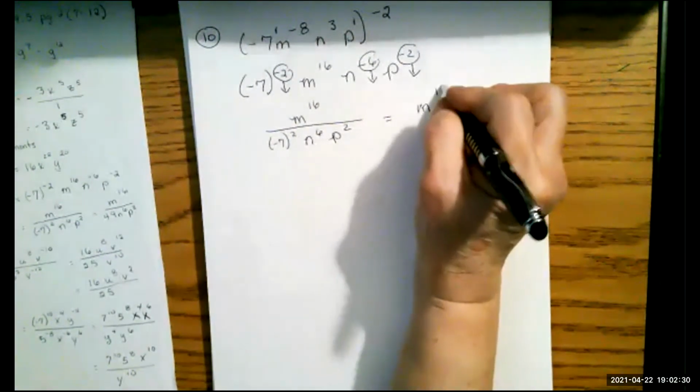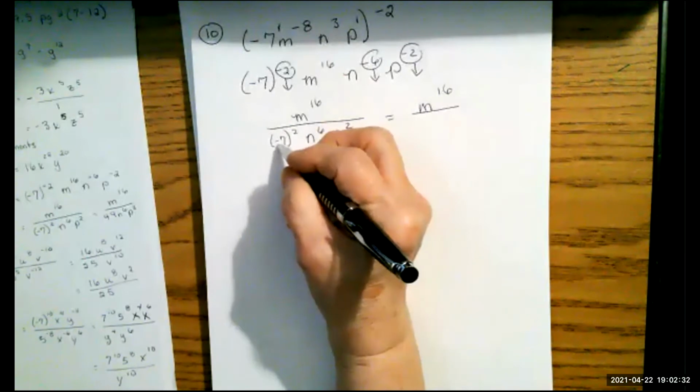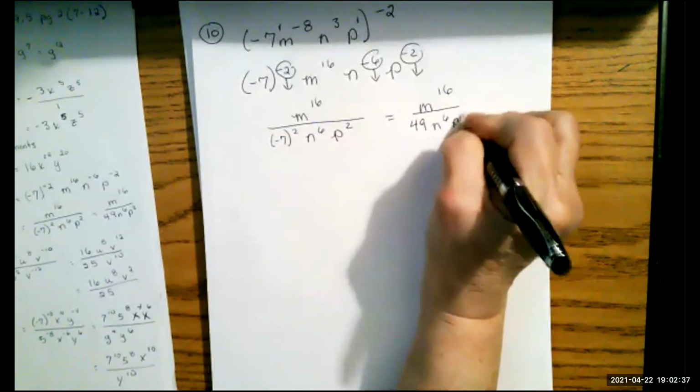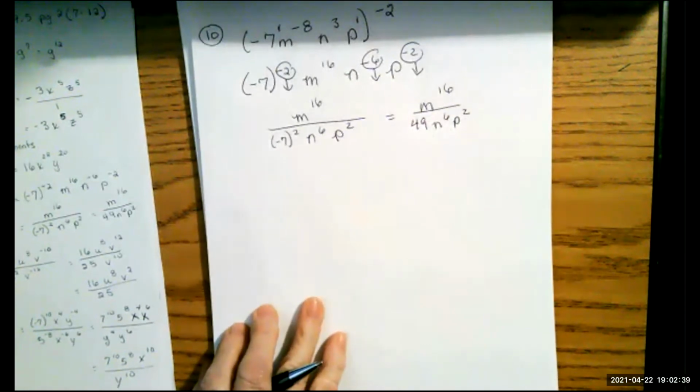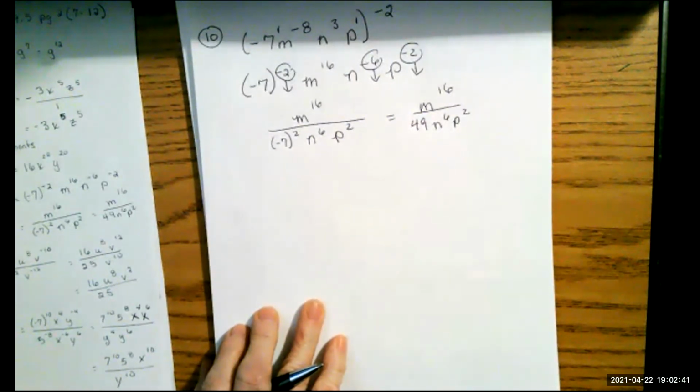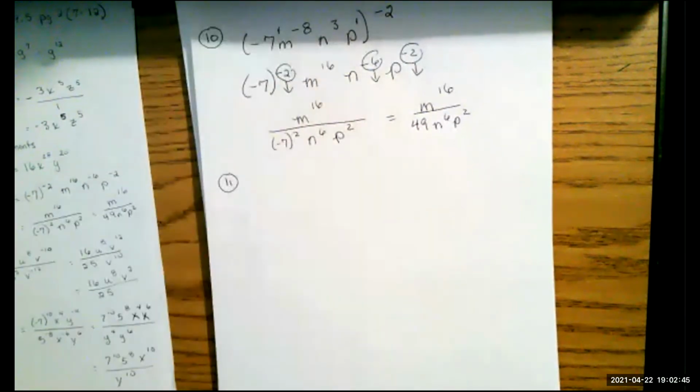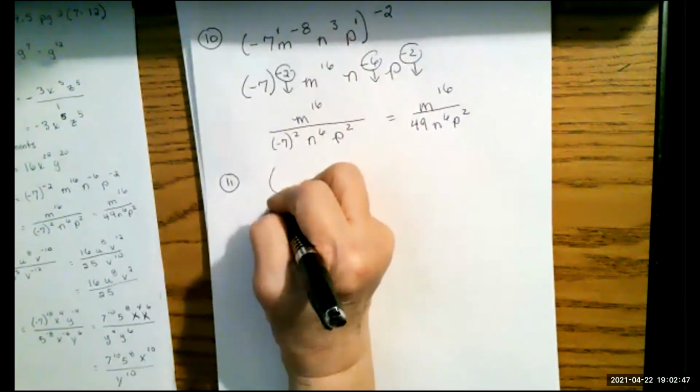So we have m to the 16th, and negative 7 times negative 7 is positive 49. So I have m to the 16th over 49, n to the 6th, p to the 2nd. That's a nice little, that's how they would like it. That's a simplified form. That's it. Okay.